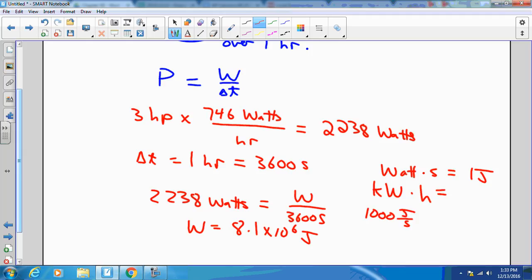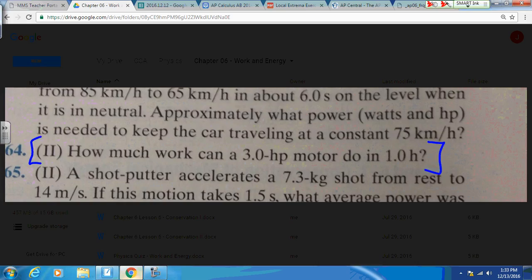And that's going to be equal to 1,000 joules per second, or 1,000 watts, times 3,600 seconds, which is 3.6 million joules worth of energy. And what's crazy is that 3.6 times 10 to the 6 joules, a kilowatt hour of energy, costs you only about between 10 and 20 cents out of the wall. So this gives you a sense of how to use power to measure work.